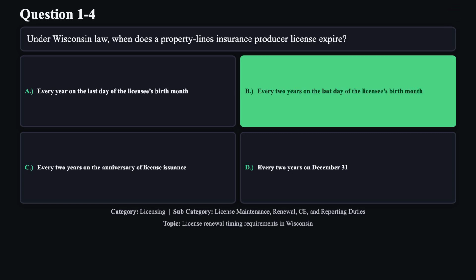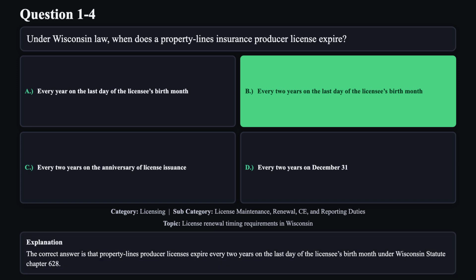The correct answer is B. The correct answer is that property lines producer licenses expire every 2 years on the last day of the licensee's birth month, under Wisconsin Statute Chapter 628.